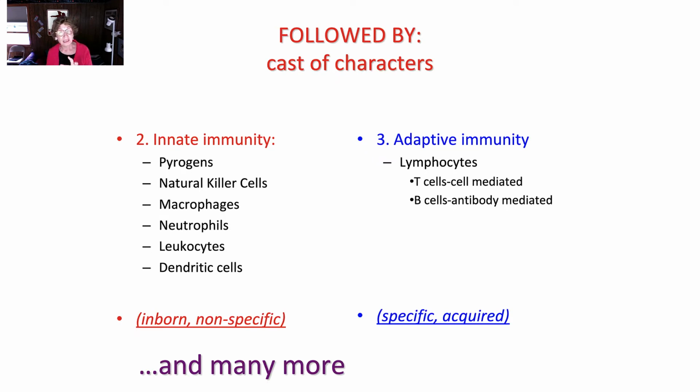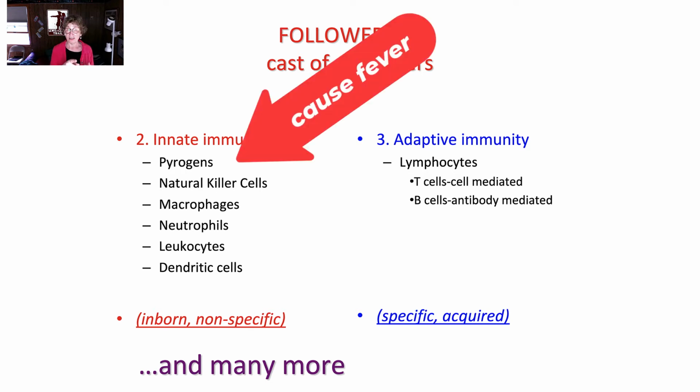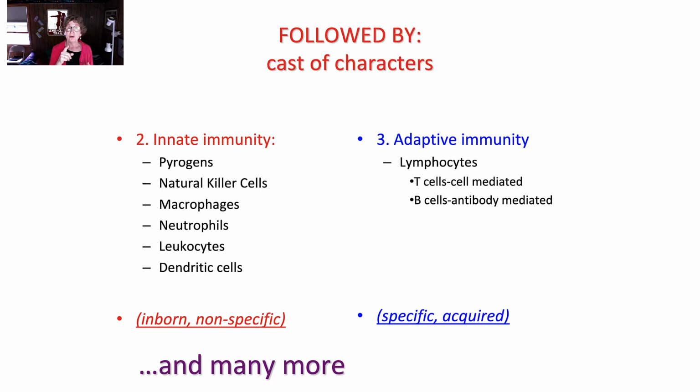After this first line of defense, if those pathogens have breached the barrier, if it's gotten through those physical and chemical barriers, then we have the innate immune response and the adaptive immune response. The innate or inborn immune response, it's what we're born with, includes what are called pyrogens that generate, pyromaniac, heat. These cause fever. Fever is an immune response to a pathogen.